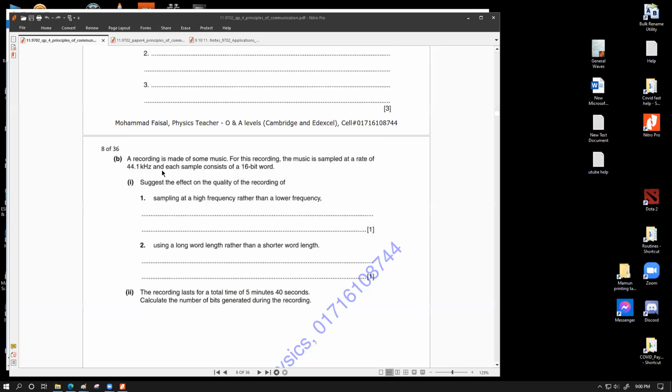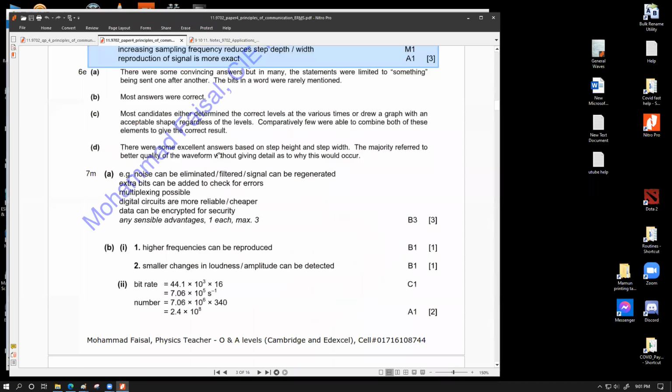Sampling at a high frequency gives you what? Smaller step width of the ADC to DAC conversion, and a long word length or bit size decreases the height of the steps on the y-axis. High frequencies can be reproduced. Smaller changes in loudness or amplitude can be detected.